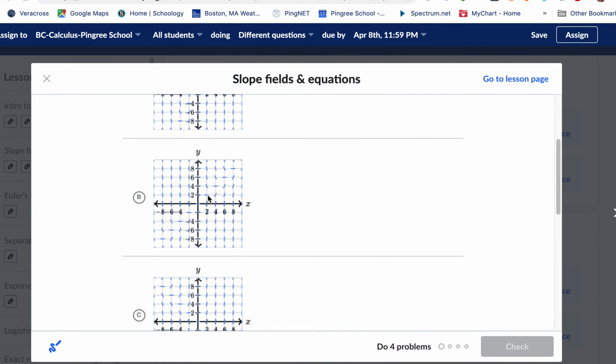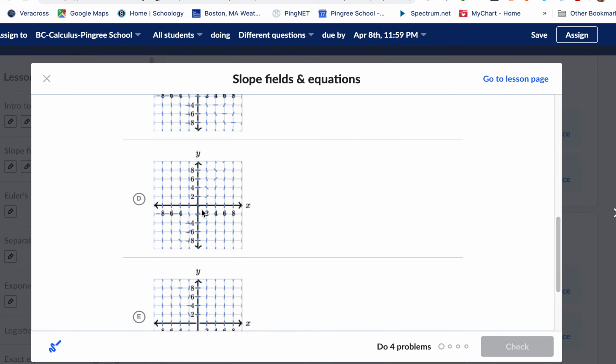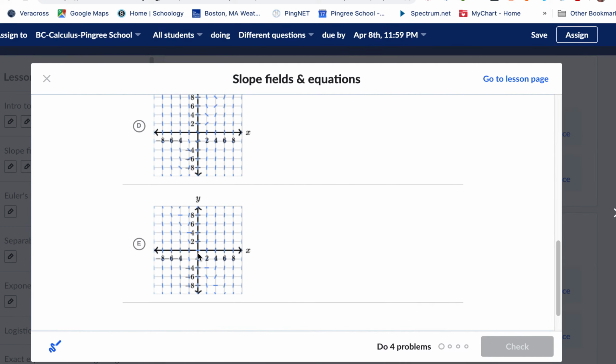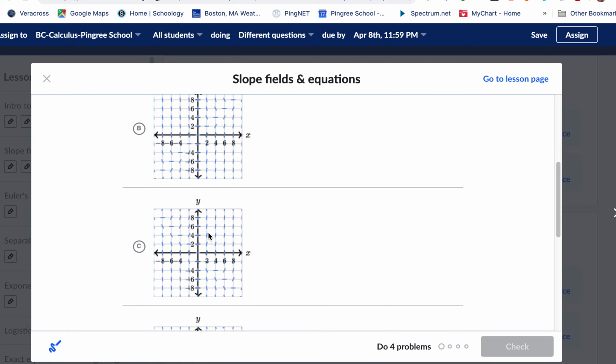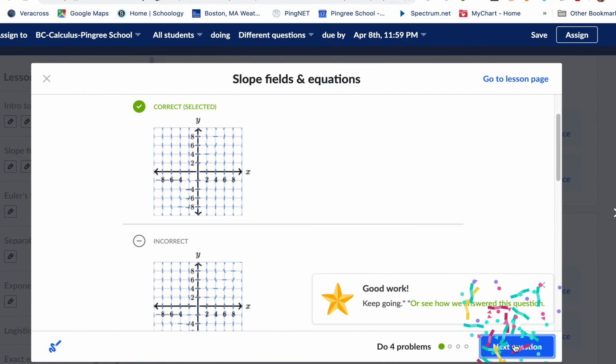Here it's 0, but then it's going 2, 2, 4, 4, 6, 6, so that's not it. Here it's 0 at the origin, and it's not 0 at 2, 4. Here it's not 0 at the origin, and here it's 0 at the origin and not. So I'm going to go with A. First one's the good one there.